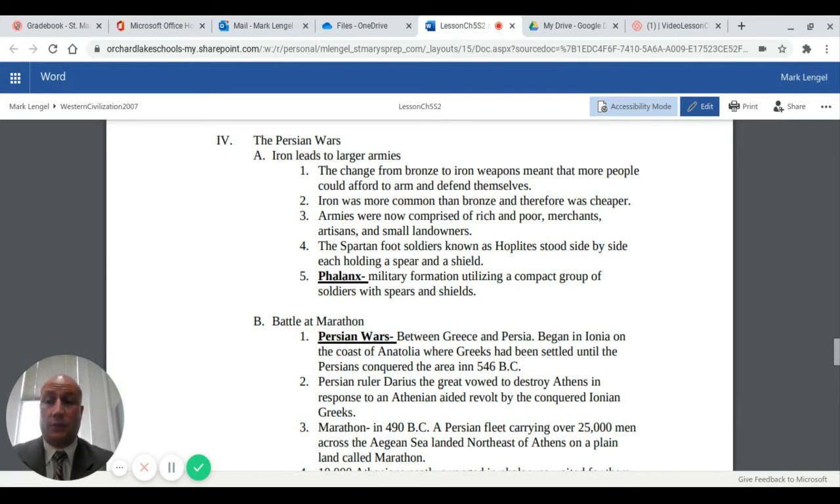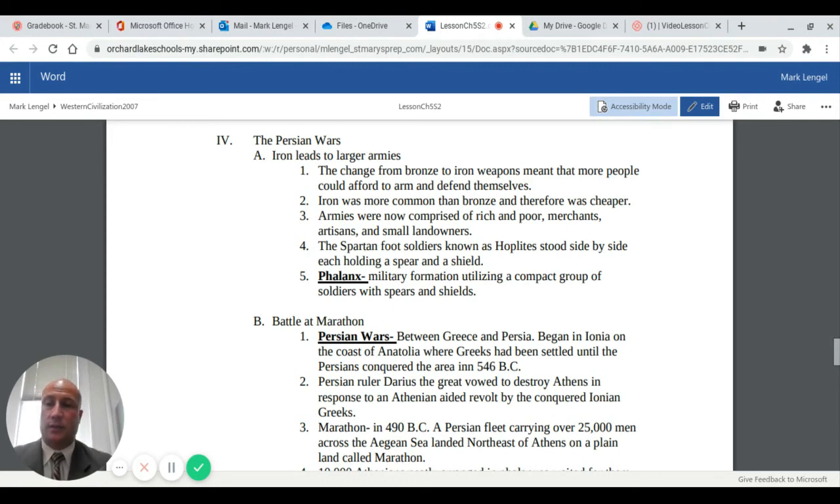Now, one of the things to note is that the advancement from bronze to iron led to larger army sizes. Here's the key with that. When you have bronze, you have to mix copper and tin, so you have to find a lot of different elements in nature to bring it together. Iron, you basically melt the iron off of the ore, which is like a rock formation, and so it's more commonly found in nature and therefore cheaper.